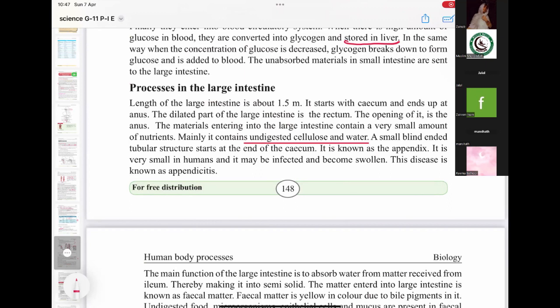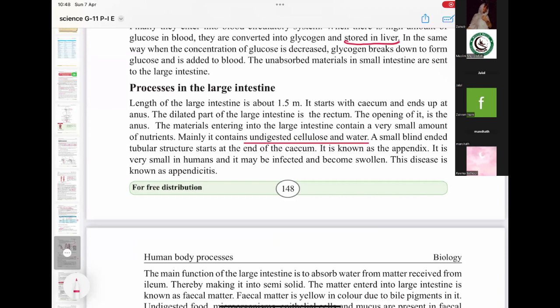But the cow and goat have a special enzyme called cellulase, where they can digest cellulose also. Therefore, in us, it comes out. So the undigested cellulose and water are mainly in the large intestine, and this water will be reabsorbed. And there is a small blind-ended tubular structure at the end of the cecum, which is called the appendix.